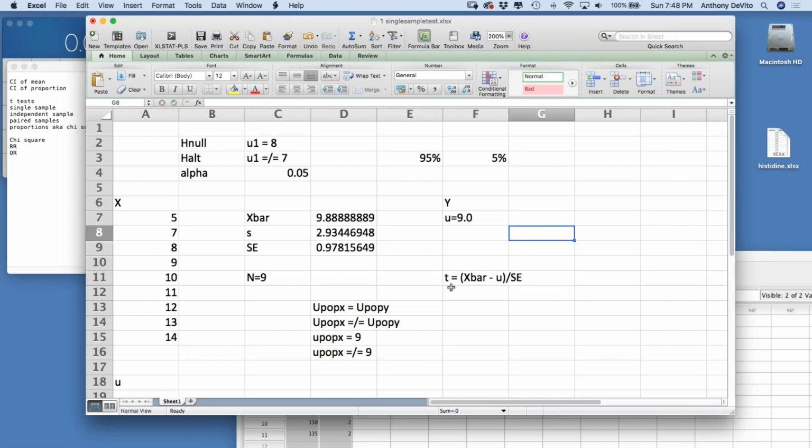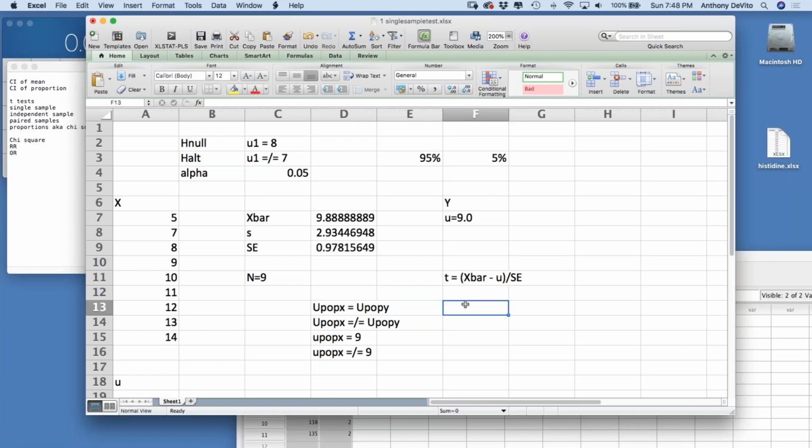Okay, so let's see what that means. That means that let's say that X bar were 100 and mu were 90 and the standard error was 5. So 100 minus 90 is 10. Standard error is 5. 10 divided by 5 would be 2. The difference between these two is 2 standard errors apart. It's 2 standard errors difference.